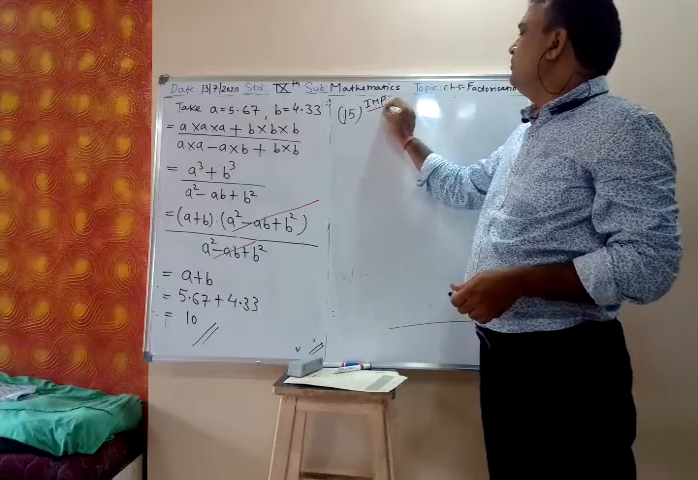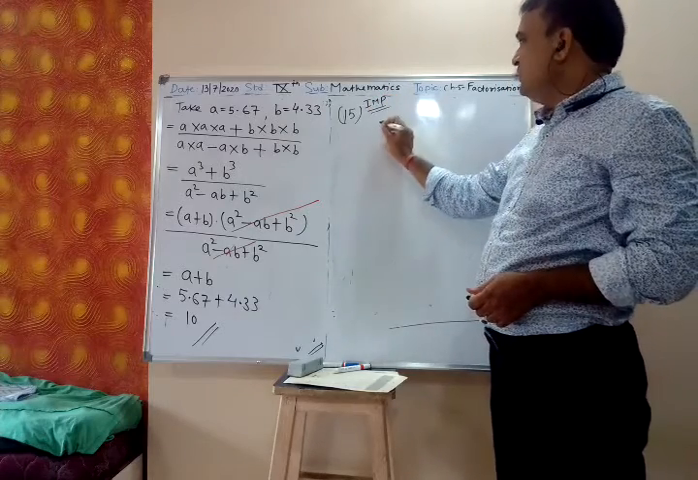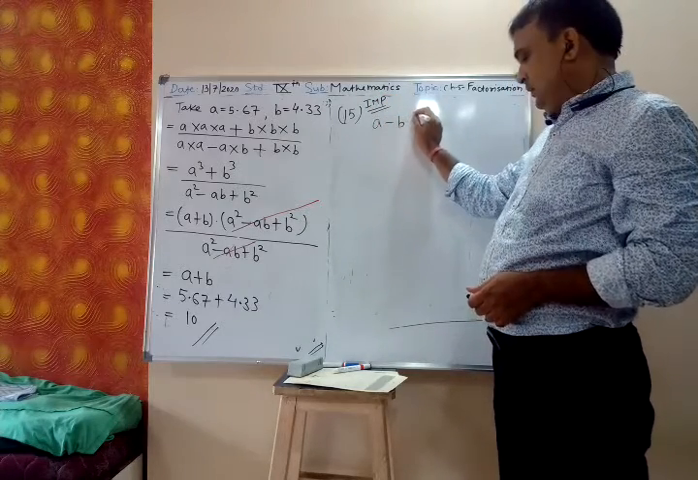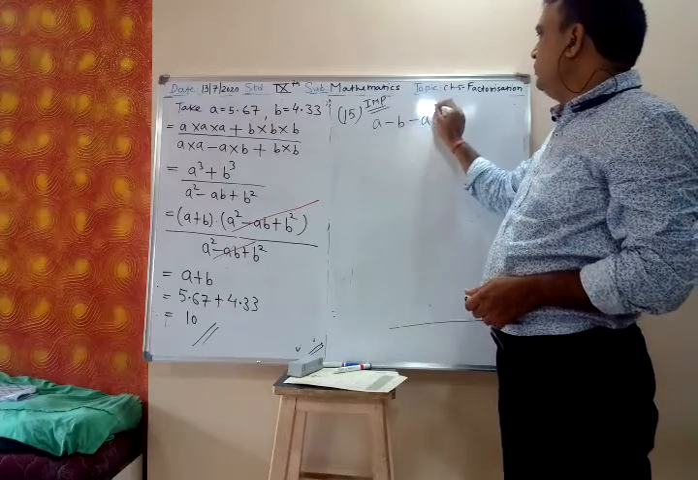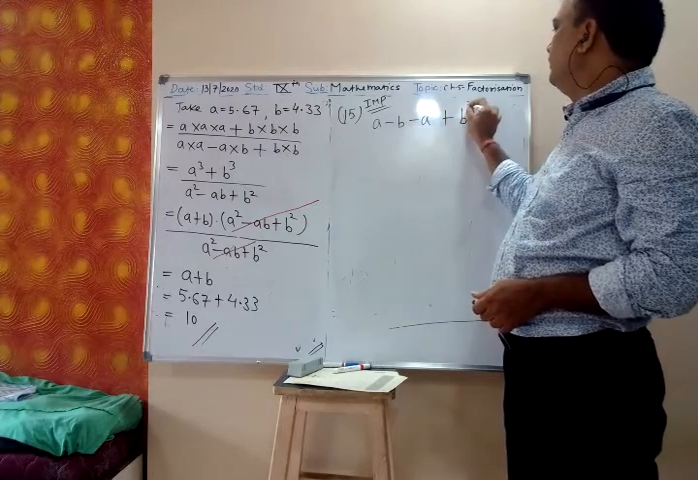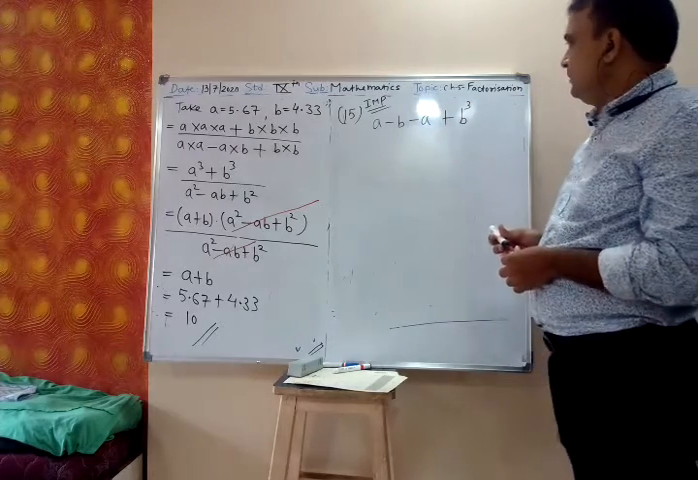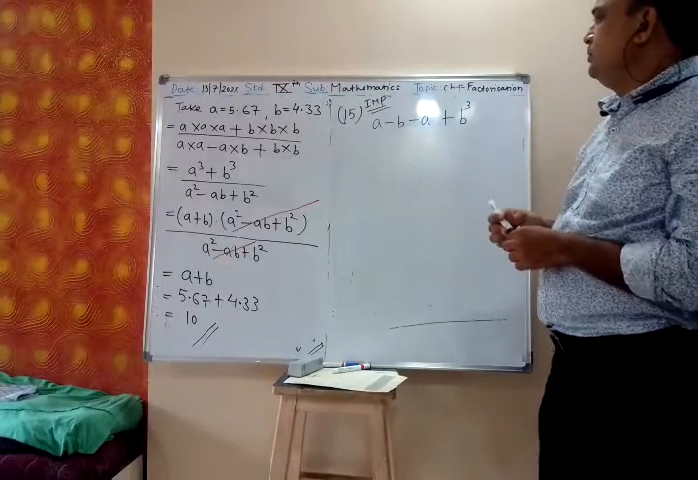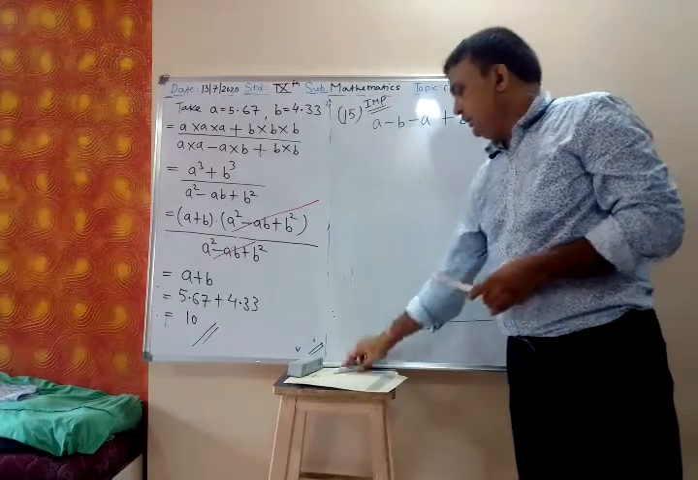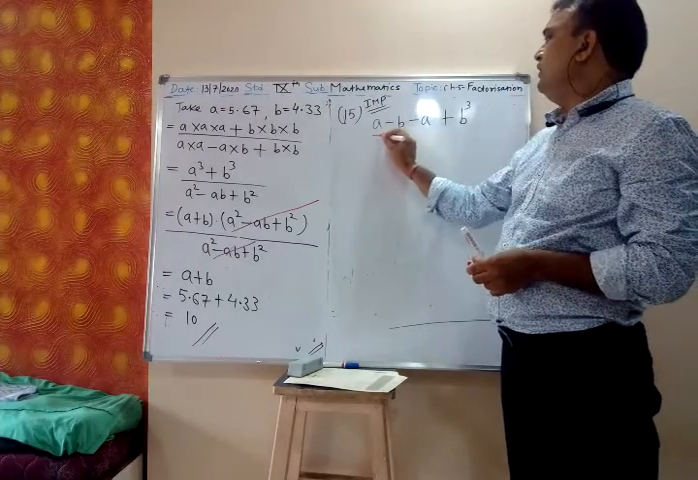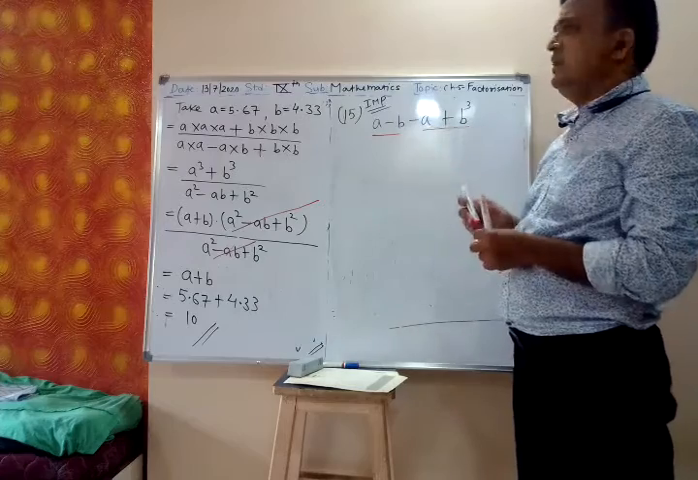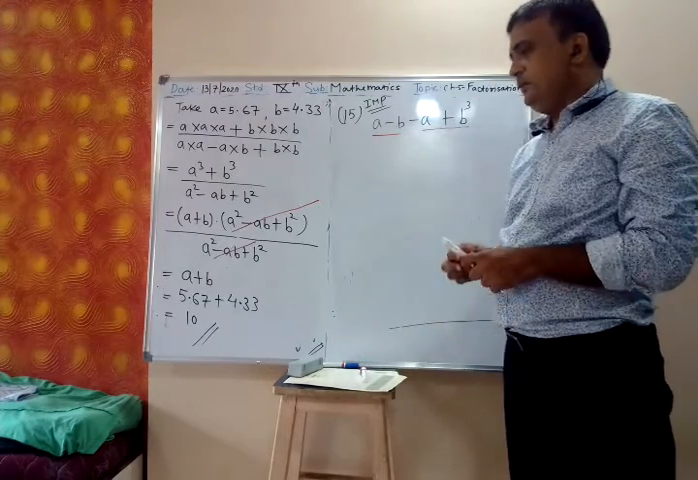15th you mark important. 15 type of problems are important. A minus B minus A cube plus B cube. So we do the grouping. These two terms we take together, and these two terms we take together. Yes, we do the grouping.